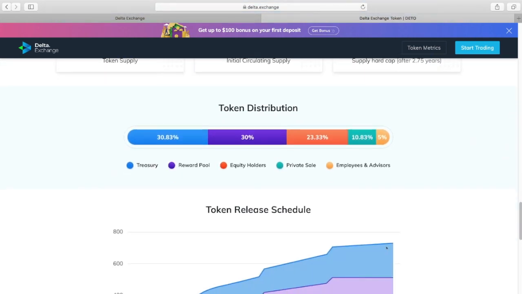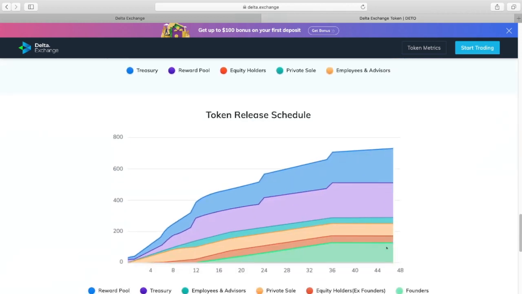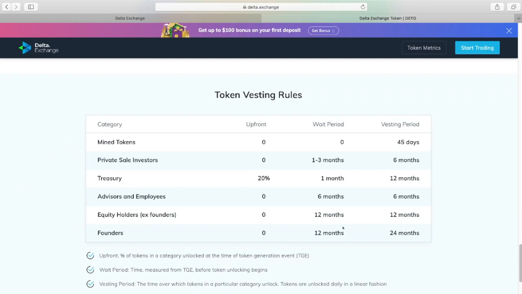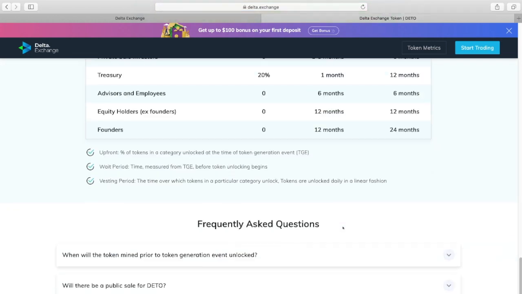Also, we have the distribution of these tokens. We have 30% for treasury, 30% for the reward pool, 23% for equity holders, 10% for private sale, and 5% for advisors. Also, we have the token release schedule, like we see here, and token vesting rules for miner tokens, private investors, treasury, advisors, fund proposal, and equity holders and founders.